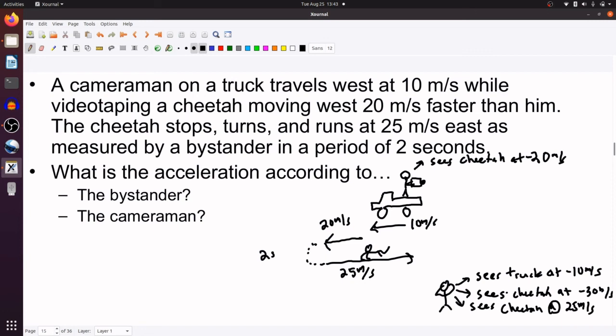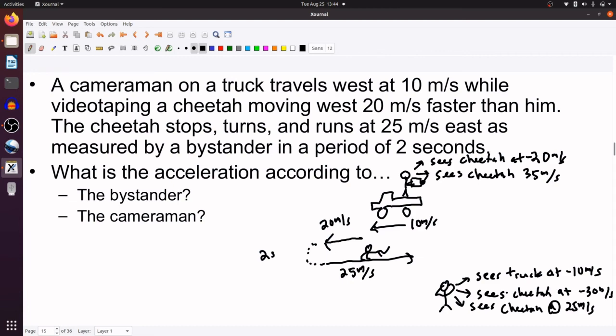Okay, that makes sense. But what about the cameraman, you ask? Well, afterwards, since the cameraman's still traveling at 10 meters a second in the opposite direction, and now the cheetah's 25 meters a second also in the opposite direction, that's going to see the cheetah at 10 plus 25, 35, and a positive 35 meters a second because now it's moving to the right. So that's our setup, and this gives us the speed of the cheetah before and after the turnaround with respect to both the cameraman and the bystander.